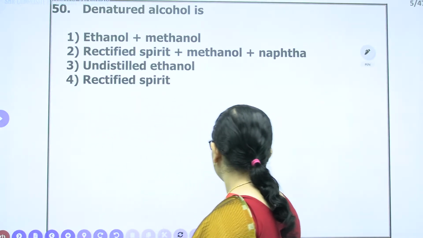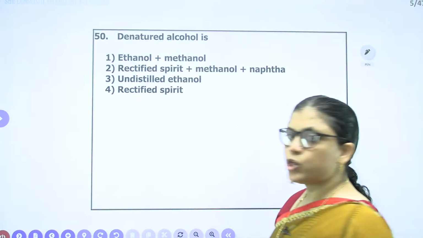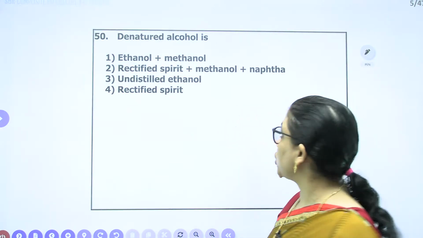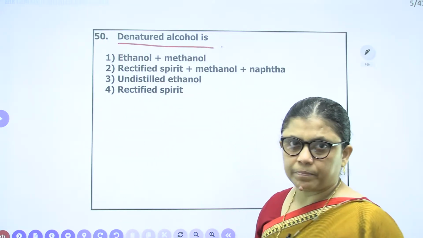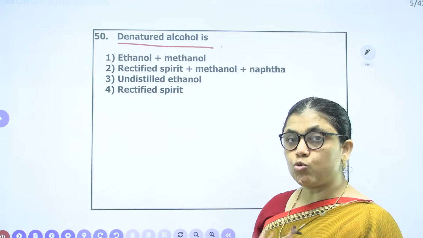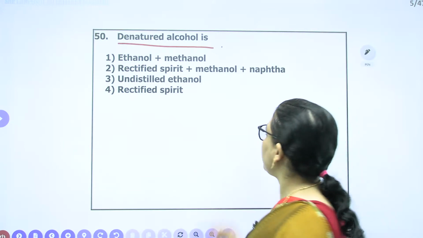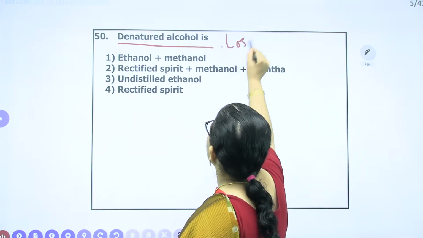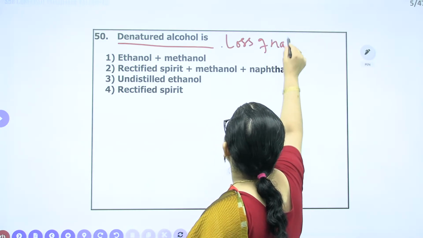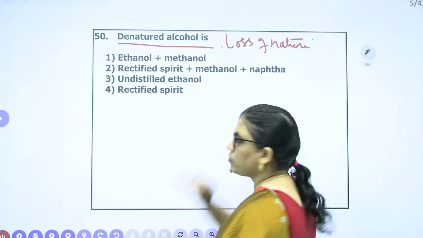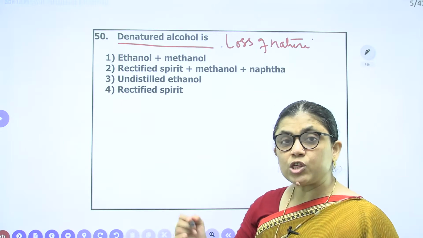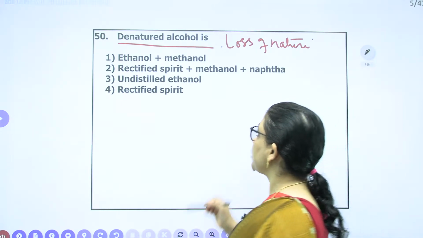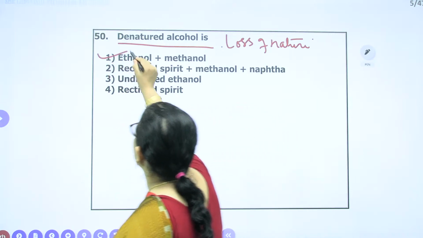Next, question number 50. What is denatured alcohol? Denature means they lose their nature. Loss of nature is called denatured alcohol. Now, denatured alcohol is nothing but a mixture of ethanol and methanol.